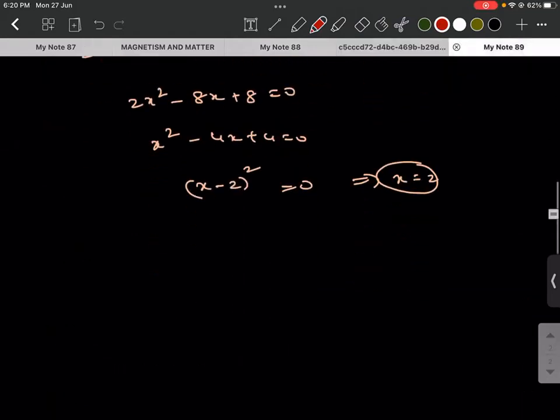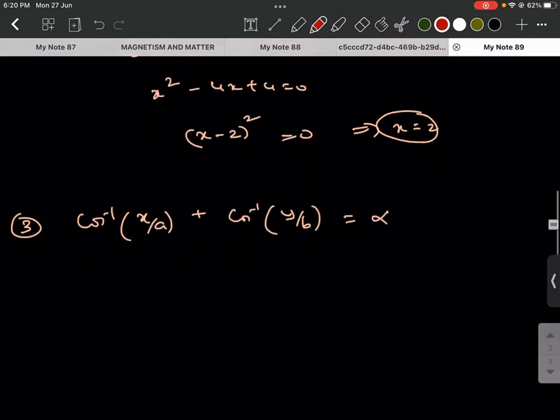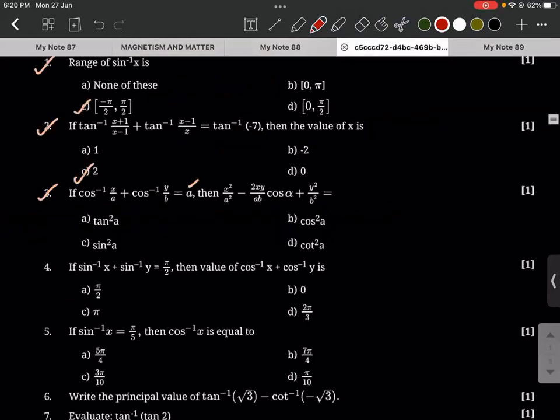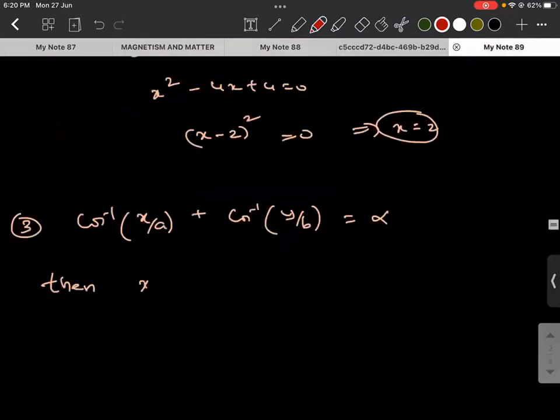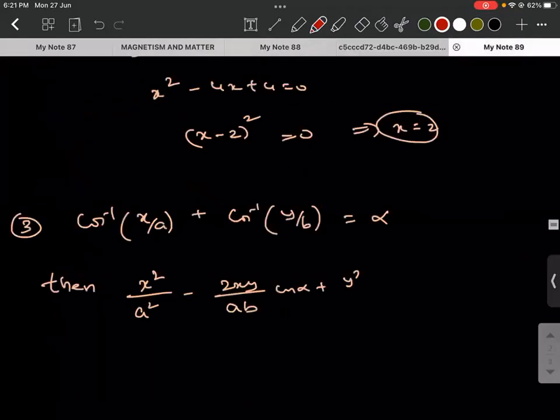So what is the question? Read it. Cos inverse of x by a plus cos inverse of y by b is equal to alpha. Then what are they asking? Then x square by a square minus 2xy divided by ab into cos alpha plus y square by b square is how much? How do we even proceed?